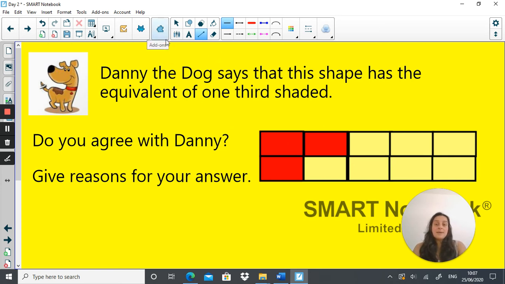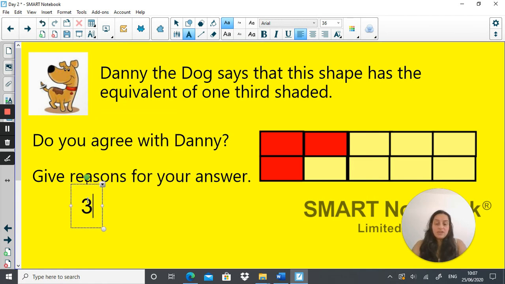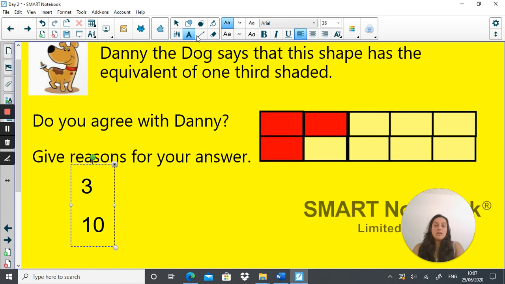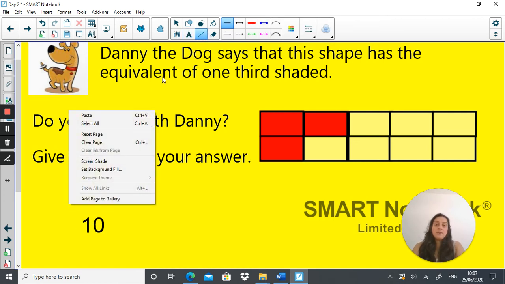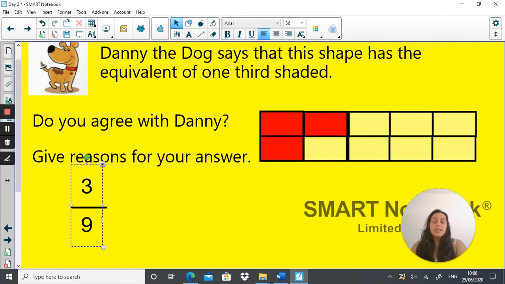This shows what Danny's done, shows this fraction, 3 over 10. 3 over 10 is not an equivalent of a third, because the number 10 here is not a multiple of 3. If it was 3 over 9, that would be equivalent of a third. So Danny, unfortunately, he is wrong again. That's twice this week.